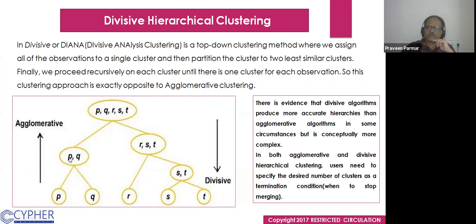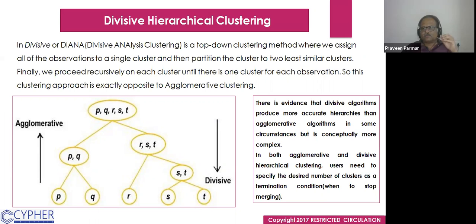It is the reverse process. So we make one group PQ and RST, then R and ST. Finally we proceed recursively on each cluster until there is one cluster for each observation. This clustering approach is exactly opposite of agglomerative. There is evidence that the divisive algorithm produces more accurate hierarchies than the agglomerative algorithm in some circumstances, but it is conceptually more complex.